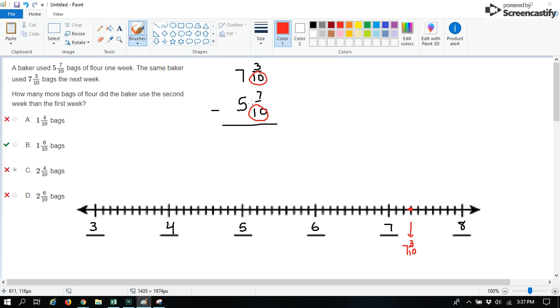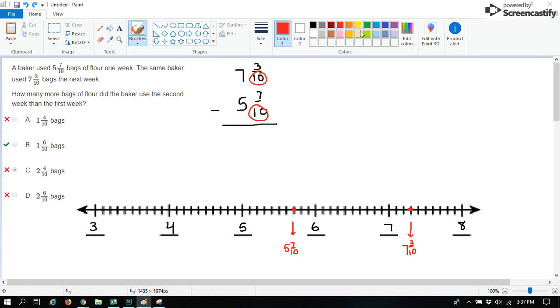And then I need to find out where 5 7/10 is. So I need to go to the number 5 and count 1, 2, 3, 4, 5, 6, 7. And so right here is 5 7/10. So far so good. Now what I need to do is find out how far it is from 5 7/10 to here. What's the difference between the two? And to find the difference, we'll find out how far it is.